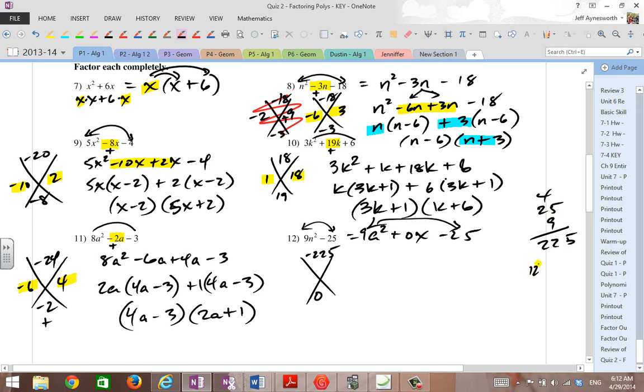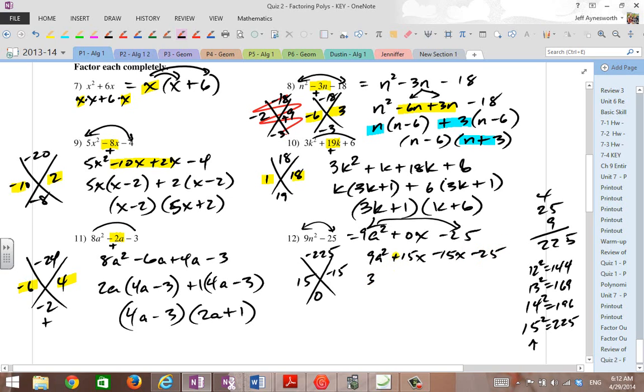Well, I know that 12 squared is 144, so it's bigger than that. I know that if these two add to 0, they got to be opposites. Okay. 13 squared is 169. 14 squared is 196. 15 squared, it ends in a 5, guys. That's a big clue. Here it is, 225. So make one 15, the other one negative 15. So 9a squared plus 15x minus 15x minus 25.